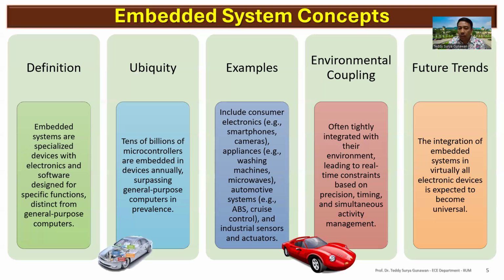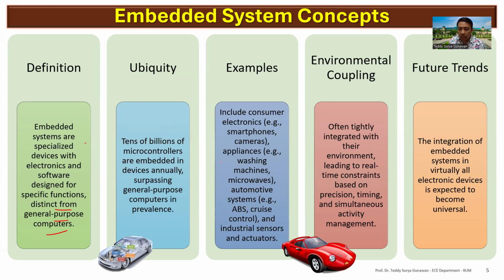The definition of an embedded system: it is a specialized device with electronics and software designed for a specific function. It is different from general purpose computers. We have around 10 billion microcontrollers produced annually, surpassing general purpose computers in prevalence.